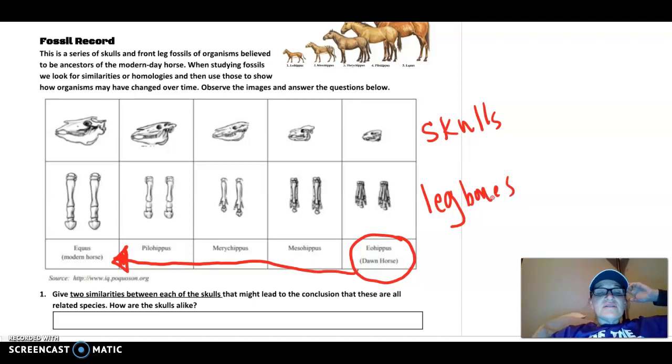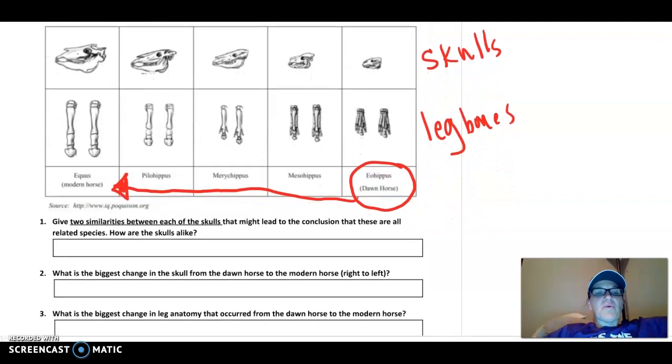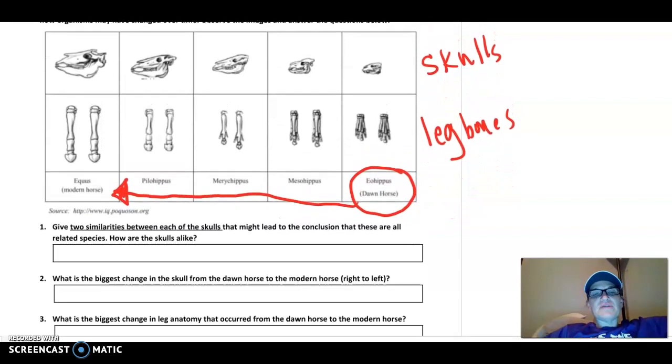All we're doing is asking you to take a look at these pieces of evidence, these fossils, and identify the similarities that you see and maybe some differences that you see, because that's what scientists do when they find fossils. They try to paint a picture over millions of years, because that's the best that we have for looking back millions of years. And so the 3 questions that we ask you here are, number 1, give 2 similarities between each of the skulls.